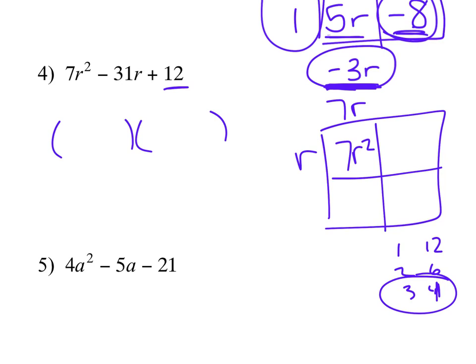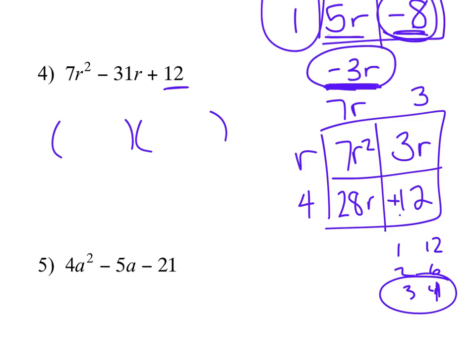Okay, so I'm going to put, let's say, a 3 here and a 4 here, and see how that works. So again, I'm just throwing the 3 and the 4 wherever, and if it works, awesome. So 3 times 4 is 12. I should have put that there to begin with. So remember, this has to be a positive 12 in the end. So 3 times r is 3r. 7 times 4 is 28, r.